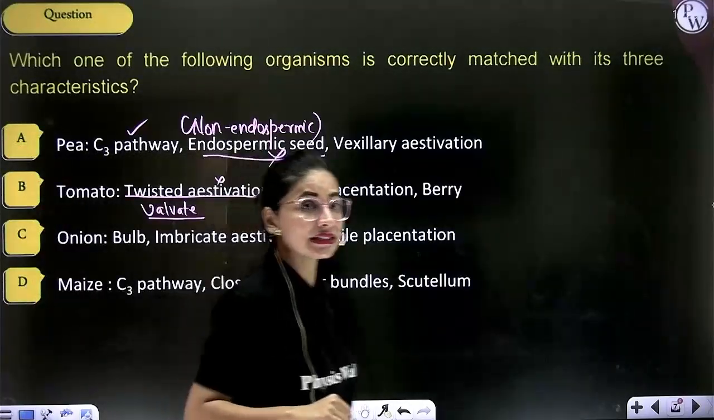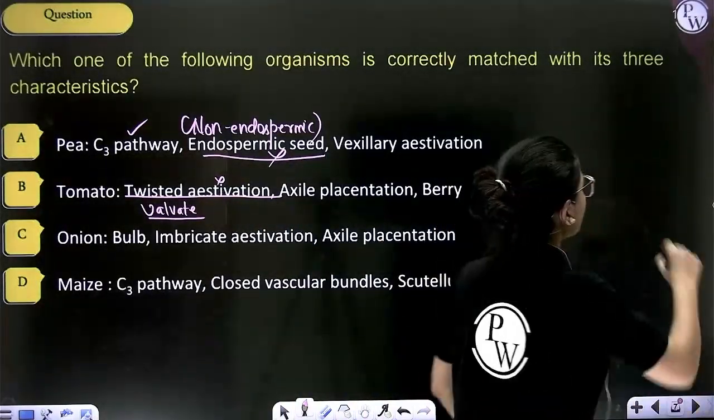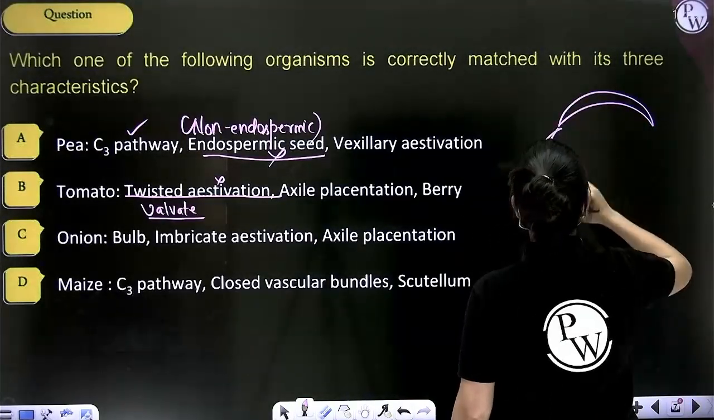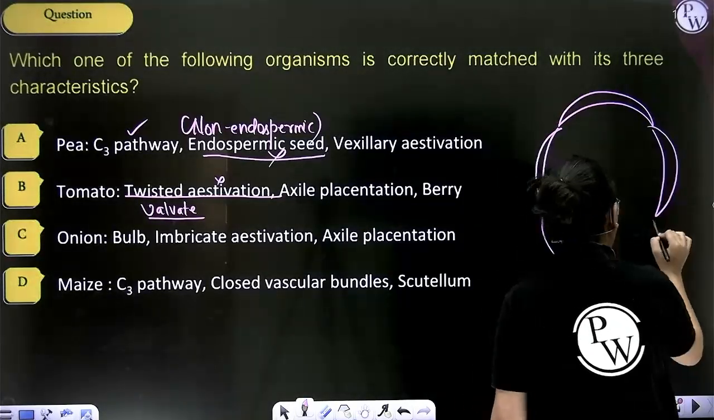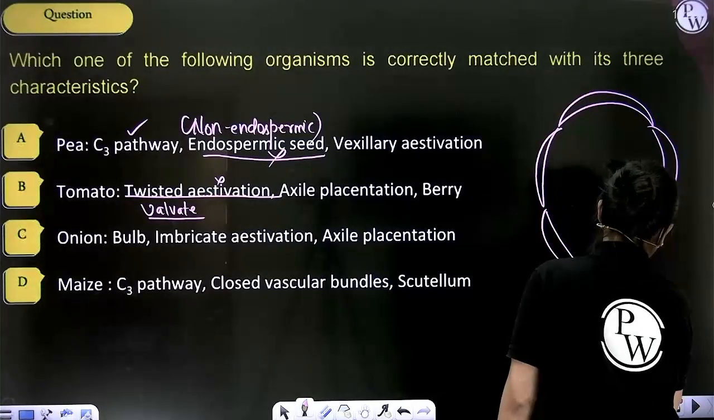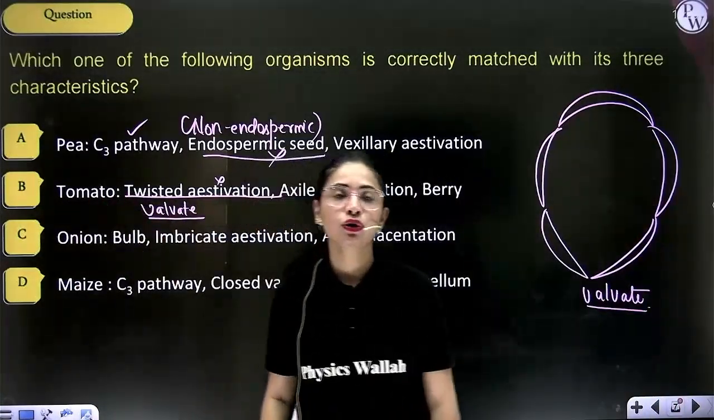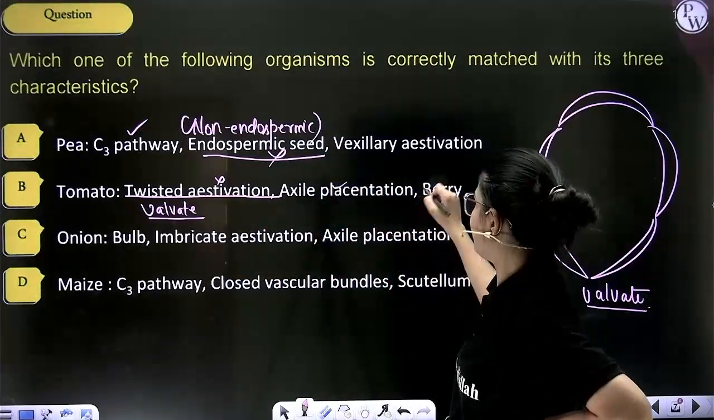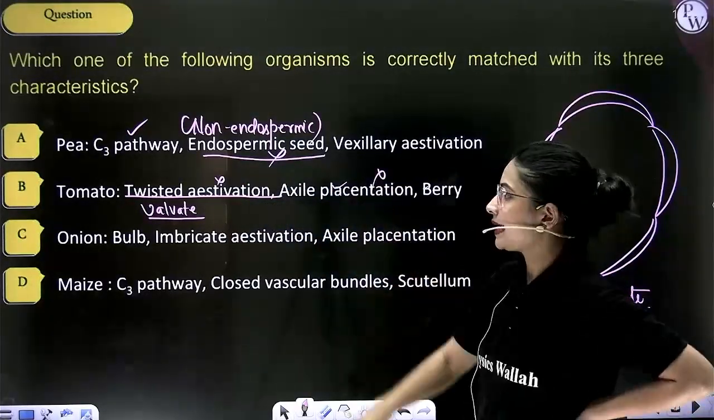What is valvate aestivation? When the petals and sepals are present in a cyclical manner such that none of their ends are overlapping. So this is valvate aestivation, which is seen in tomato but not twisted. Plus axile placentation and berry fruit. Remaining two are correct, but since first is wrong, so this cannot be the answer.